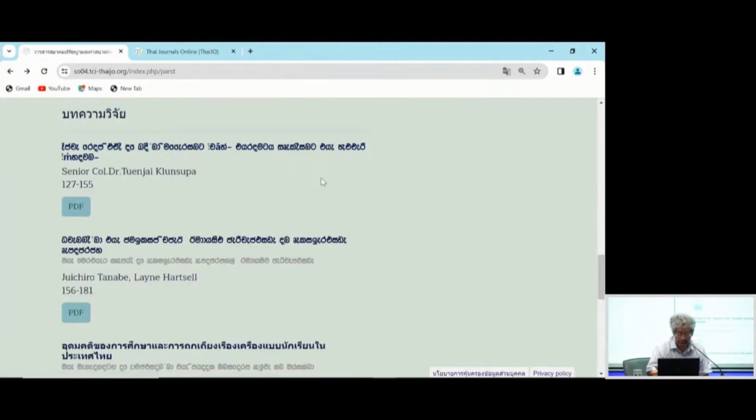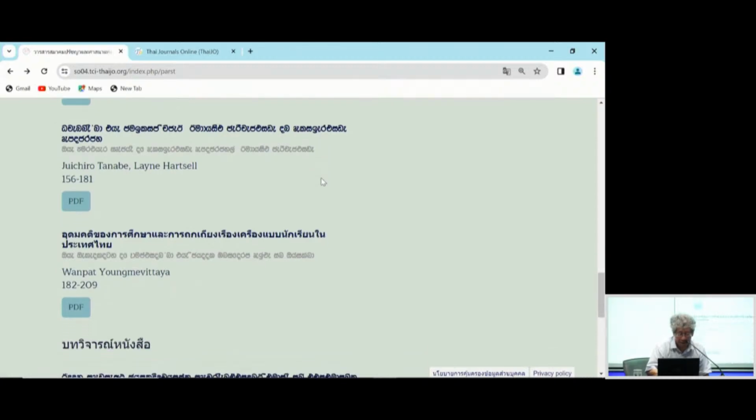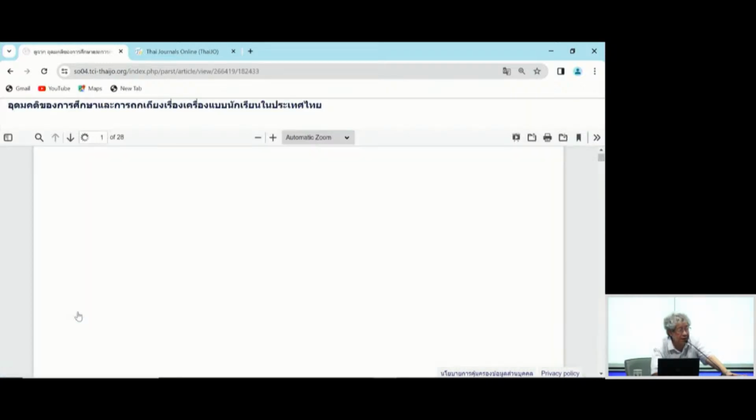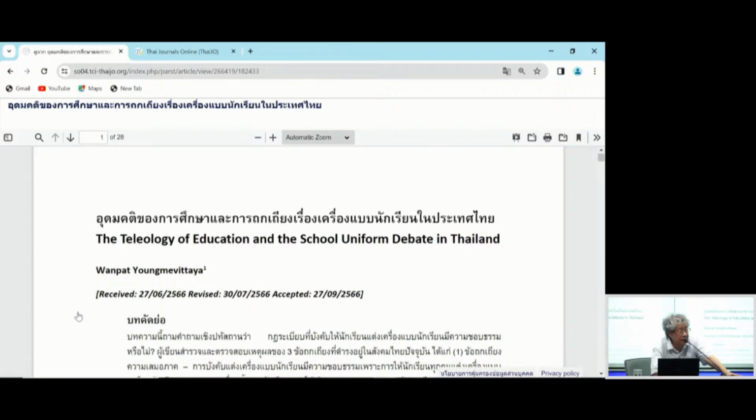And then the third paper in this issue is by Wanpat. He is a lecturer at the Faculty of Political Science at Chiang Mai University, and his paper is in Thai. He is talking about the controversy that we are having here in Thailand regarding school uniforms. Thailand is one of the very few countries in the world where university students have uniforms, and they are normally expected to wear their uniforms.